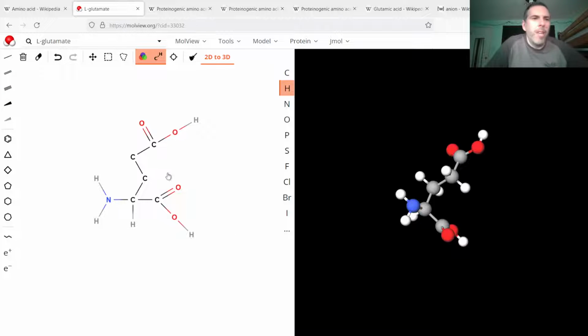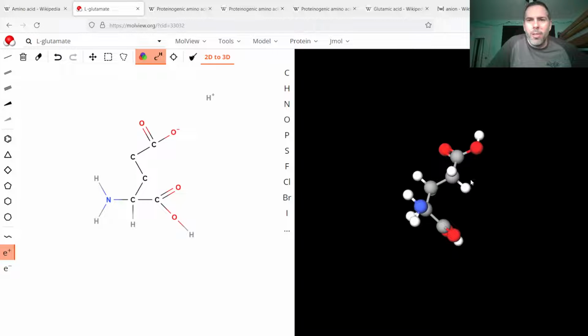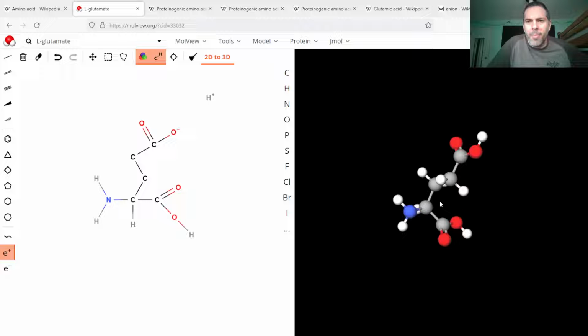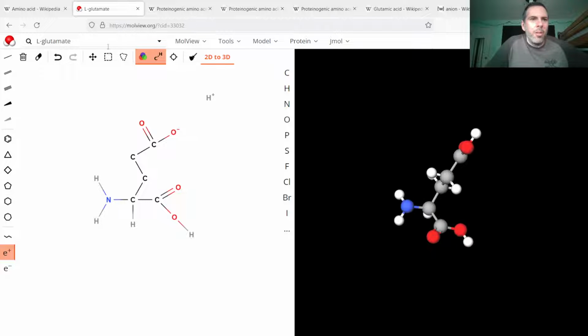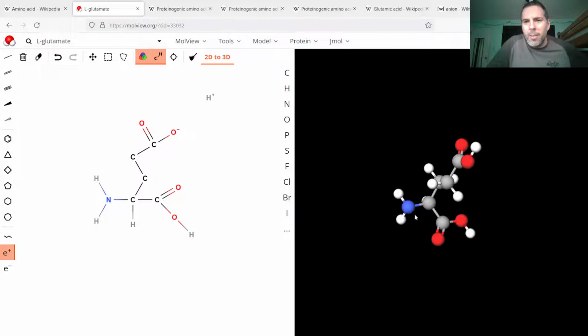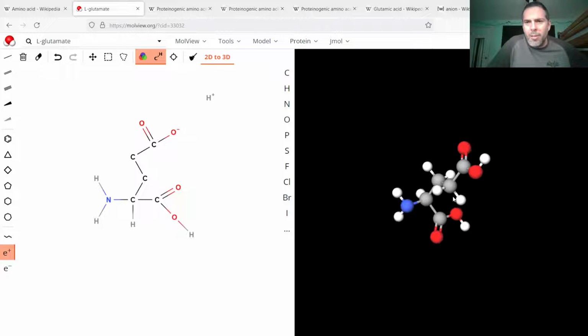Okay, so that's glutamic acid, and if we were to take away that hydrogen, give it a negative charge because we lost this proton, because it's an acid, now it's glutamate, the negatively charged version of glutamic acid. So I've already searched for L-glutamate. You can see on the side here N-terminus, C-terminus, side chain coming out towards us because it's the left-handed version.